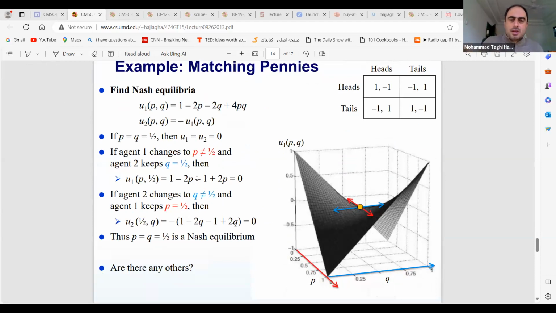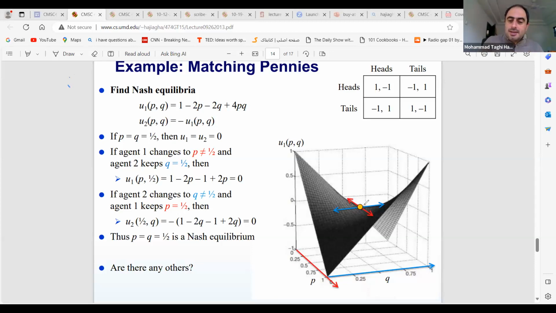So these are some of the computations that you can go and try to read. You can always draw and see it also in the picture. For example, here you know that P equal to Q equal to 1/2 is the maximin or minimax, but you can see on this diagram why this is also a Nash equilibrium.